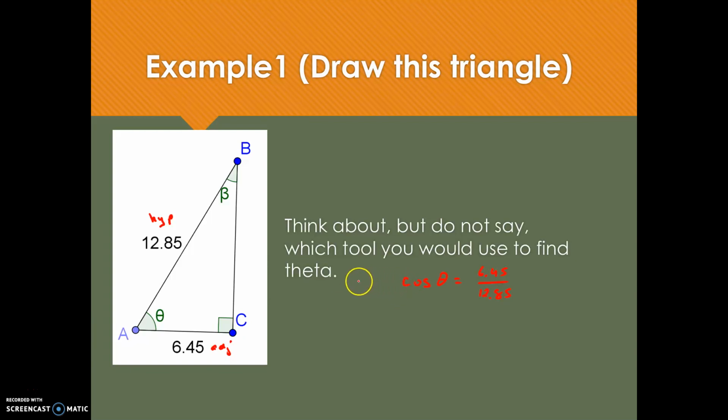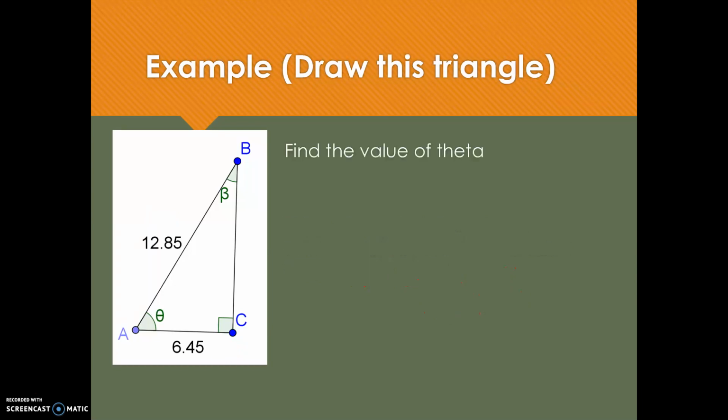Again, to get rid of the cosine, we're going to take its inverse on both sides. What the cosine does, the inverse cosine will undo. So on the left-hand side, we have just plain old theta. And then we have a calculator problem. To take the inverse cosine, hit the second cosine, or if you're on the CX, just hit your trig functions and go to inverse cosine. And then 6.45 divided by 12.85 should give us approximately 59.87 degrees.